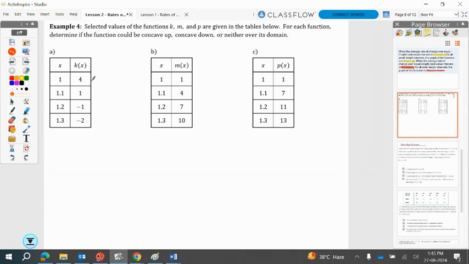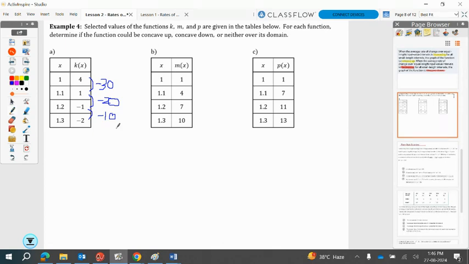So here in this first one, we are going down by 3 over a period of 0.1. That's going to give us a rate of change of -30. Here we are going down by 2 over a period of 0.1. So that's going to give us a rate of change of -20. Here we go down by 1 over a period of 0.1. So that's going to give us -10.